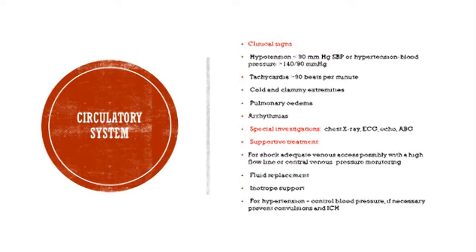Looking at the circulatory system, clinical signs include hypotension or hypertension, tachycardia above 90 beats per minute, cold and clammy extremities, pulmonary edema, or arrhythmias. Special investigations include a chest X-ray, ECG, echo, and a blood gas. For shock, you should have adequate venous access with a high flow or central venous pressure monitoring as well. Fluid replacement and inotropic support, and for hypertension, you should control the blood pressure to prevent convulsions and intracranial hemorrhage.